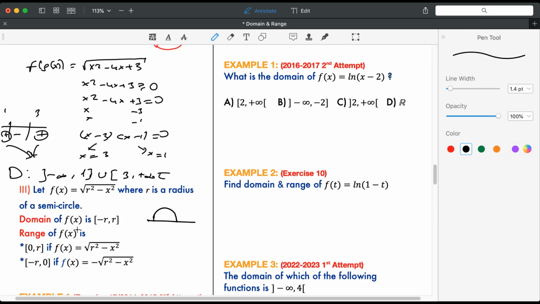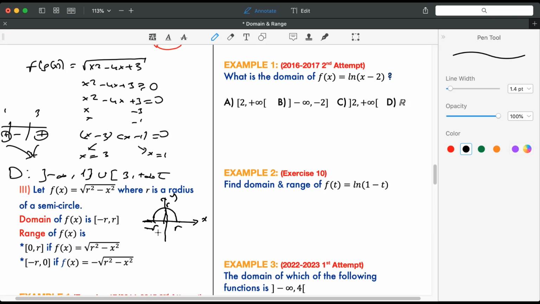So the domain of the function is from negative r to r. Let's say this is the coordinate plane, x, y. This is the origin, this is negative r, this is r. So the domain is from negative r to r, from smallest to biggest x value.